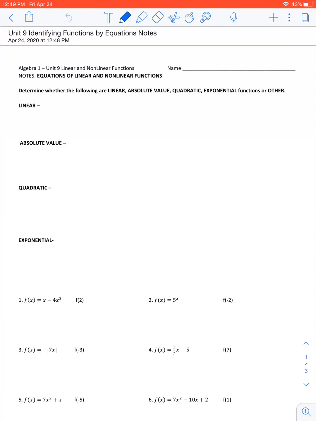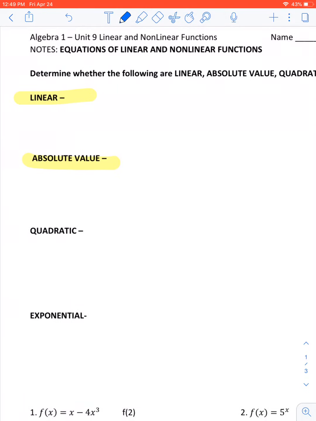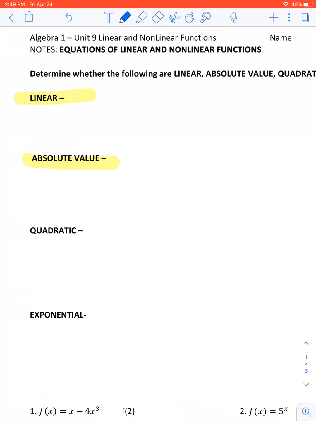What we're going to do today is focus on identifying functions from equations. We're going to focus on linear functions and absolute value functions today, and then go through the other ones the rest of the week. So let's first start with linear. Linear is what we talked about last semester for the whole semester.